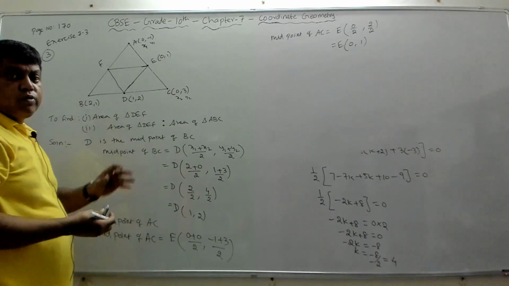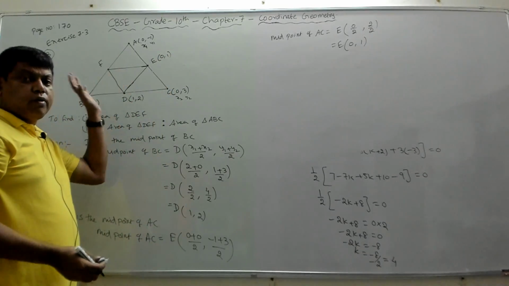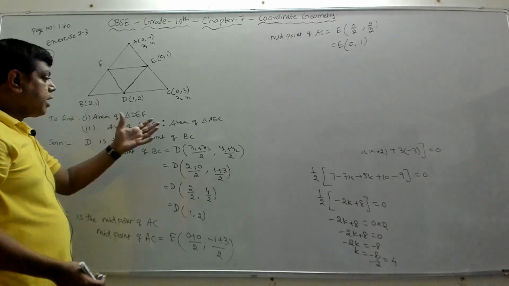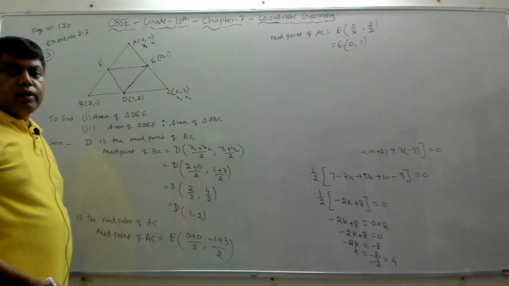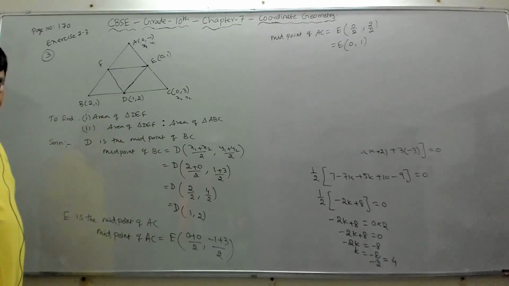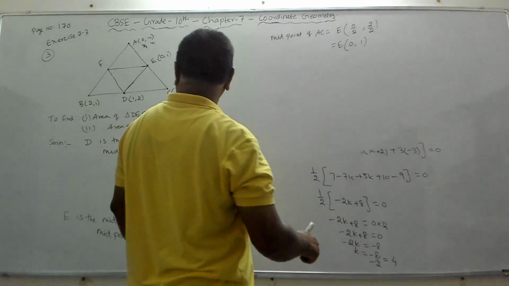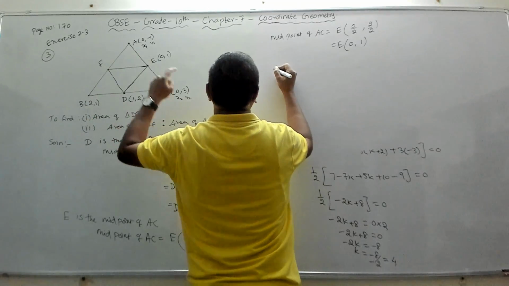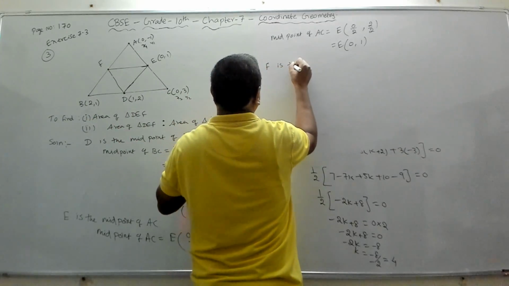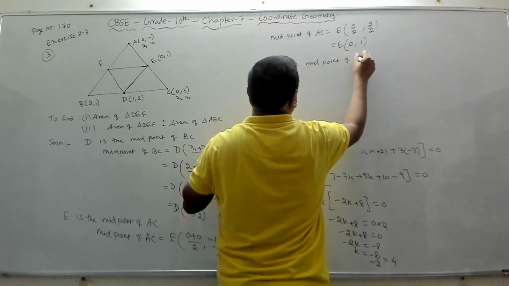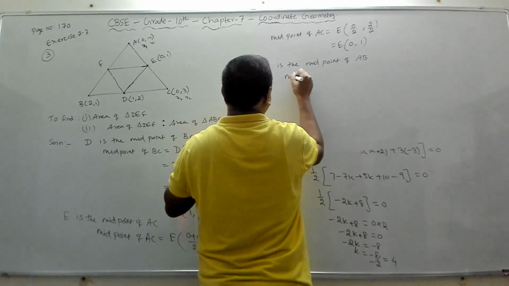Now what we are trying to do is find the vertices D, E and F. Once we know the 3 vertices of a triangle, we can use the area of the triangle formula to find the area of the triangle DEF. Right? So now let's find the midpoint of AB. F is the midpoint of AB.